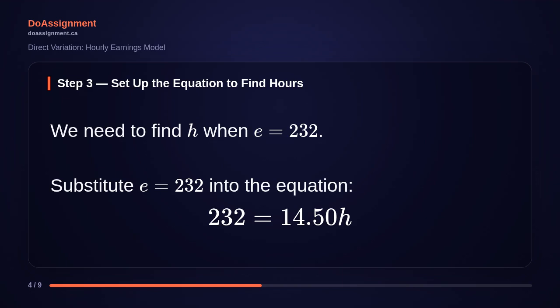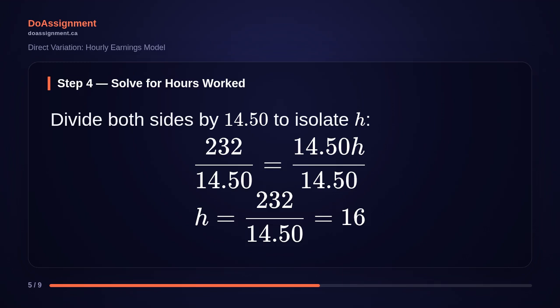We substitute 232 for E and solve for H. The equation becomes 232 equals 14.50 times H. Dividing both sides by 14.50 isolates H. 232 divided by 14.50 equals 16. So the worker must work 16 hours.